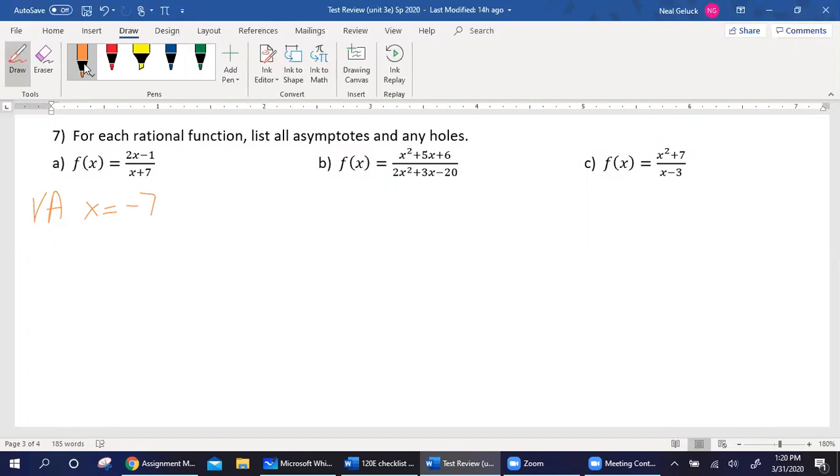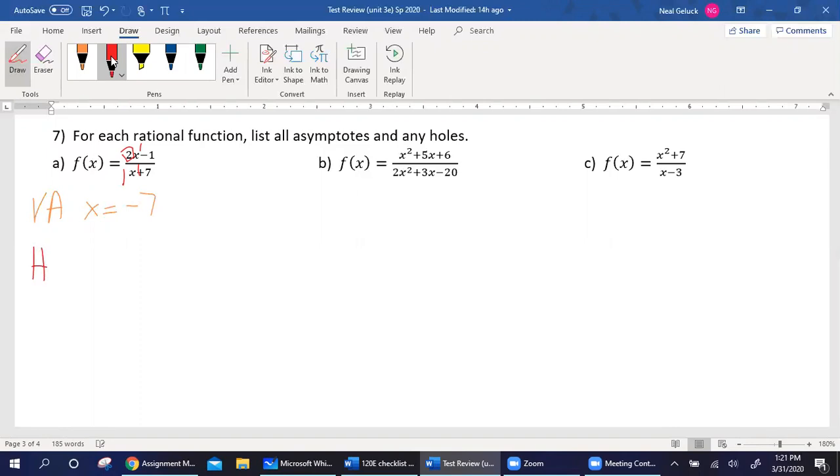Then I'll look for, is there a horizontal or oblique asymptote? Remember, that's where I focus on the degrees of the numerator and the denominator. They both have the same degree, 2x to the first, x to the first on bottom. When they have the same degree, I take the ratio of the leading coefficients. The 2 is the leading coefficient of the numerator. There's a 1 on bottom. So 2 over 1 is 2.